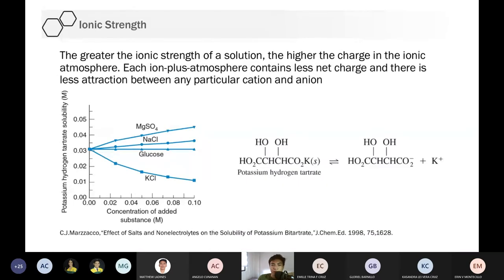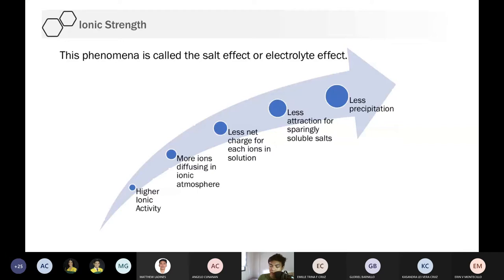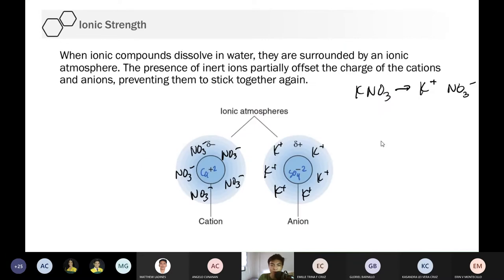So let's discuss ionic strength, no? Kasi nasabi ko kanina, ionic activity or ionic strength. What is that, no? When I say ionic strength or ionic activity, that pertains to the increase of the amounts of diverse ions. Ibig sabihin, naglagay ka ng ions na hindi similar dito sa nasa solution mo. Okay. So yun yung higher ionic activity or higher ionic strength.